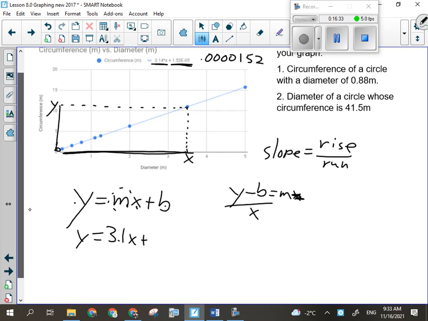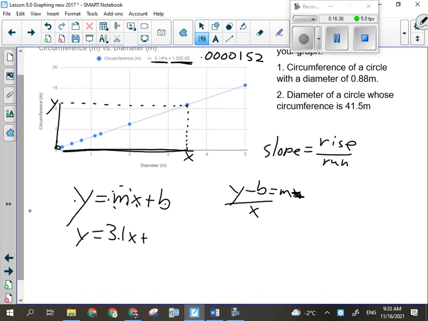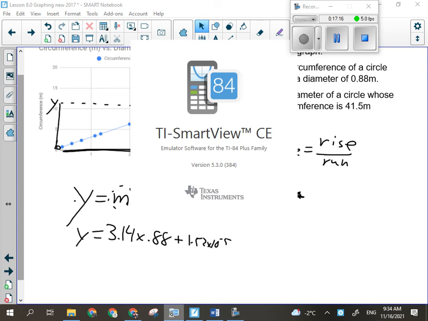Okay, so according to that graph, I would just go 3.14, times 0.88, that was the x value they gave me, plus that 1.52 times 10 to the minus 5, which is essentially 0. Okay, so are we really just going pi times diameter? So we're basically just graphing how circles grow as diameter increases.